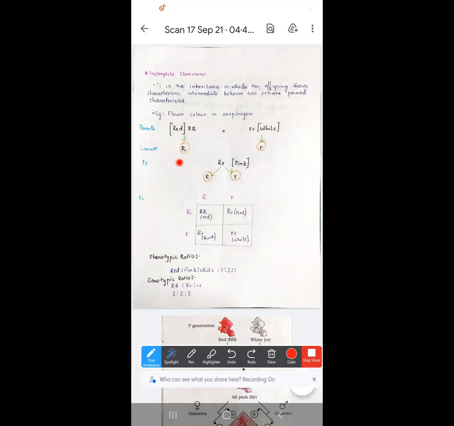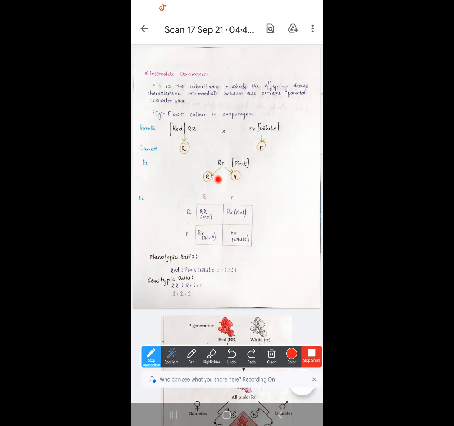Gamete of dominant or red flower will include capital A, and that of white or recessive will be small a. On mating, we get a pink flower, which is new, because in monohybrid cross or dihybrid cross in F1 generation, we get a progeny which is phenotypically similar to one of its parents. Though its genotype is heterozygous, it is still phenotypically similar to one of its parents. But here the case is not that.